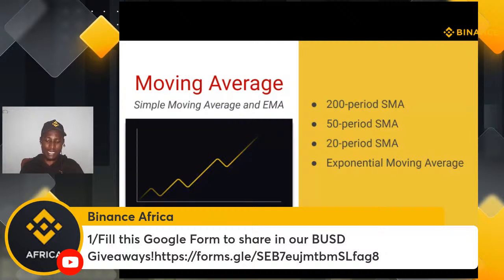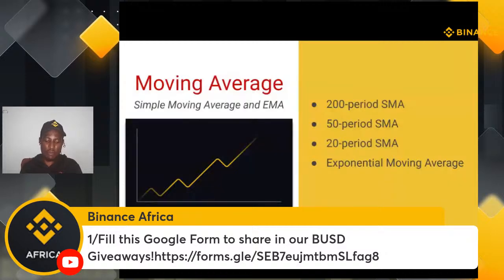An important detail to note is that there is something we call death and golden crosses. These death and golden crosses are recognized in the 200 SMA and the 50 period SMA. So if the 50 period SMA is crossing the 200 SMA from up to down, it could be a death cross, an indication that a bear market is looming. This is one of the interpretations you get from these moving averages.